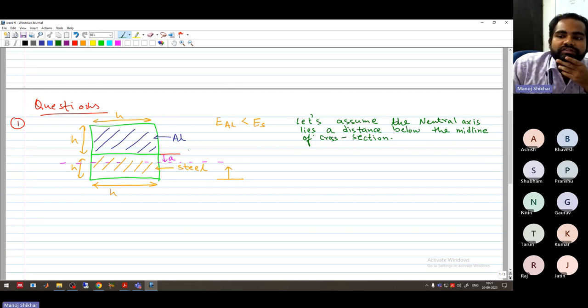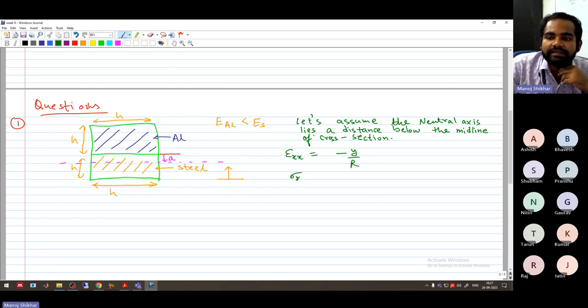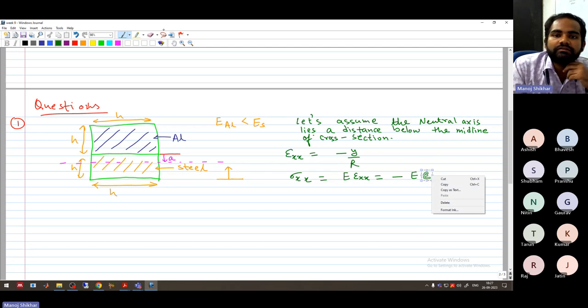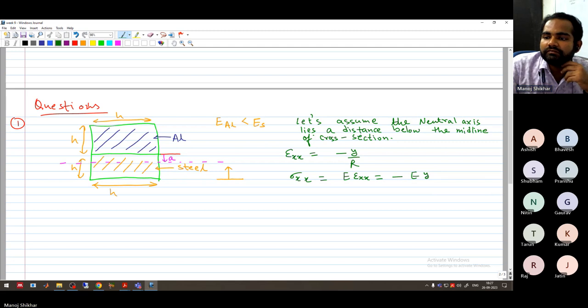So what do we know about strain? The formula of strain is epsilon xx equal to minus y upon r. And the formula for stress is sigma xx equal to E times epsilon xx, which is minus E y upon r.